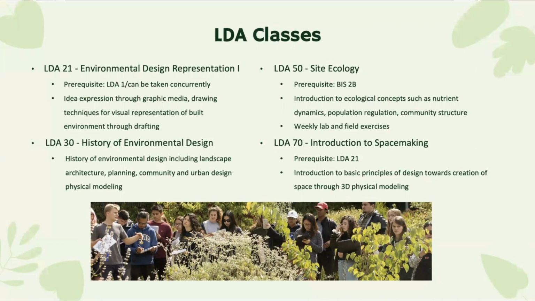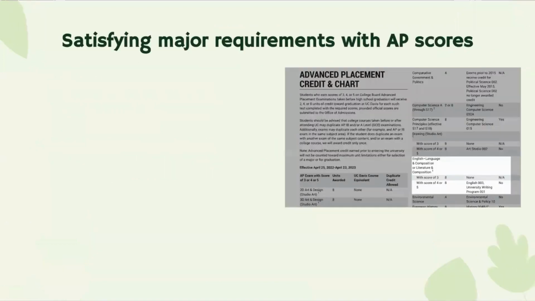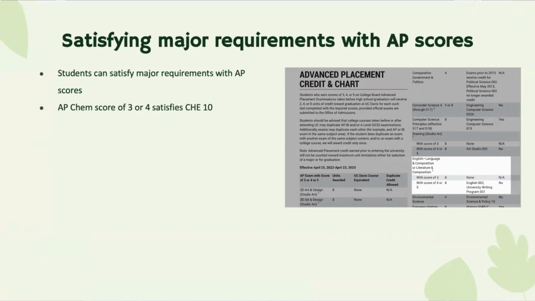A reminder that all classes for the major must be taken for a letter grade. Lastly, we will discuss how AP scores can satisfy major requirements. An AP Chemistry score of 3 or 4 satisfies Chemistry 10, and a score of 5 satisfies Chemistry 2A. If a student received a score of 3 or higher in AP Chemistry, then they have satisfied the physical science requirement for the SED major.